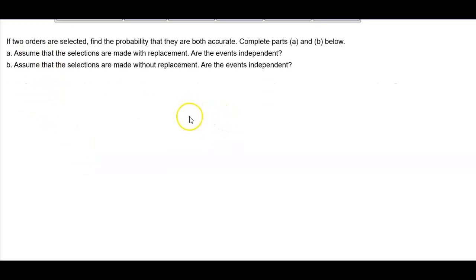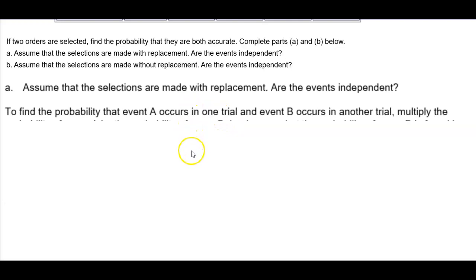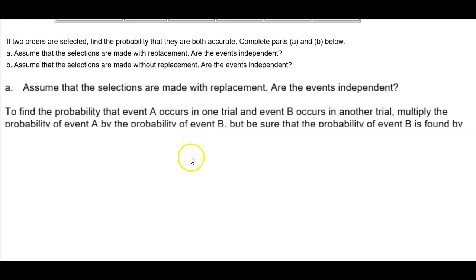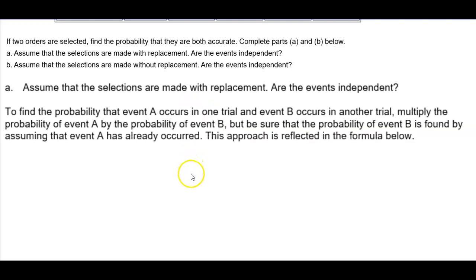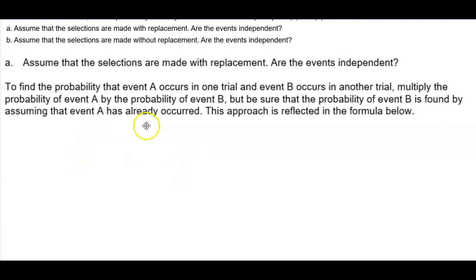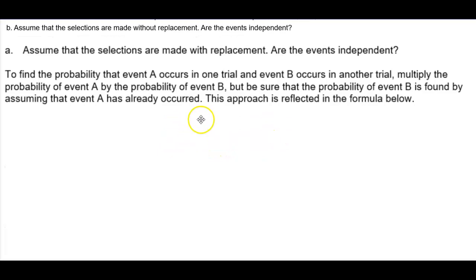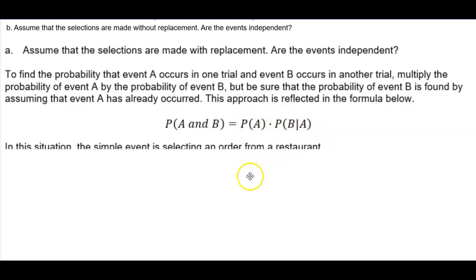Are the events independent? Now, to find the probability that event A occurs in one trial and event B occurs in another trial, we multiply the probability of event A by the probability of event B. But be sure that the probability of event B is found by assuming that event A has already occurred. This approach is reflected in the formula below. We have the probability of event A and B is equal to the probability of event A times the probability of event B, provided that A has already occurred.